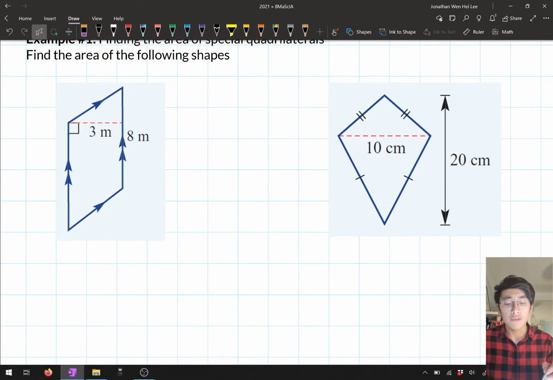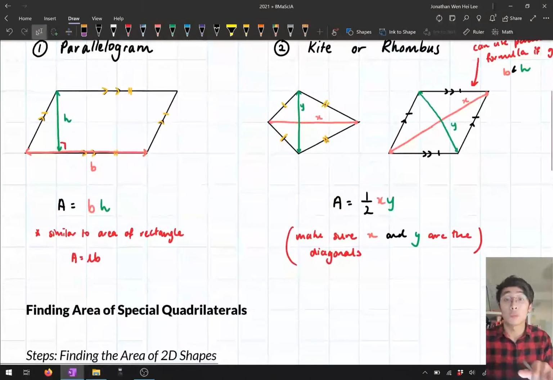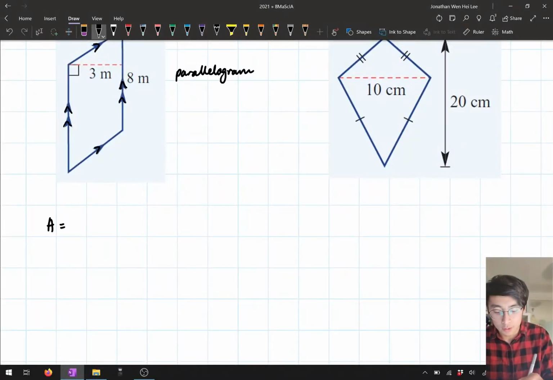Well, if you have a look at this shape, we've got two pairs of parallel sides, which means that this shape is a parallelogram. And so what I can do is write my parallelogram formula. A is equal to BH. So I'm going to write that down. A is equal to BH.